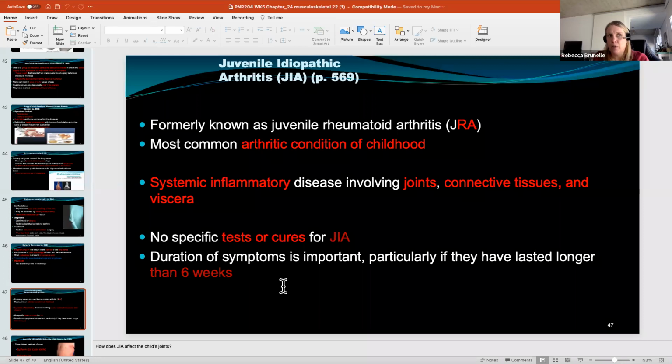So we think about arthritis as being a disease of older adults, but there is an autoimmune condition called juvenile idiopathic arthritis, or JIA. So this is a pediatric form of arthritis. It's an autoimmune mediated problem. So it has exacerbations and remissions, and it's usually treated with your traditional autoimmune drugs like prednisone.